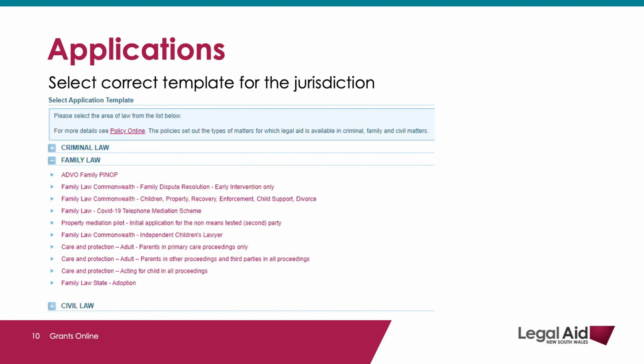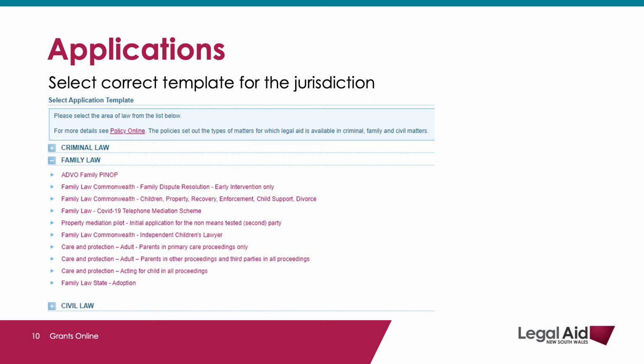To apply for legal aid for your client, you first need to select an application template. Application templates are categorised by law type and by jurisdiction, which is the broad area of work, such as summary crime, indictable crime, criminal appeals, family dispute resolution, care and protection for adults or children, family law or civil law. Look at all the templates for the area of law before selecting the correct template for your application.